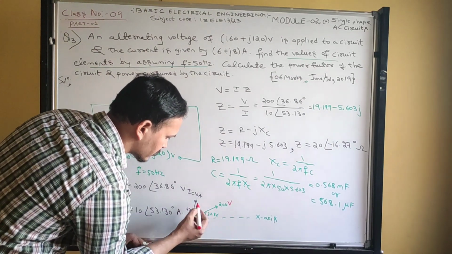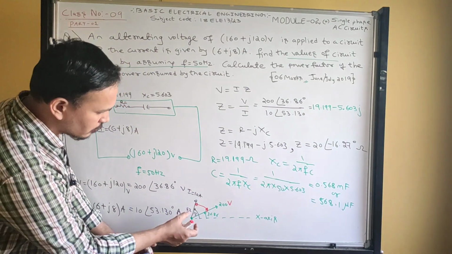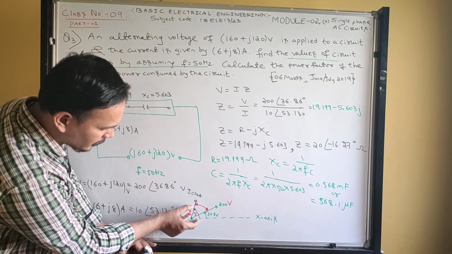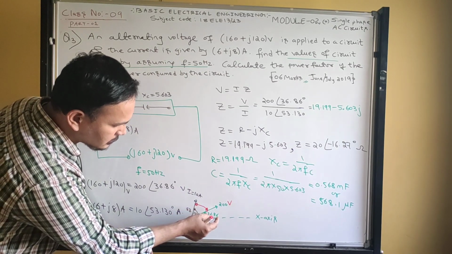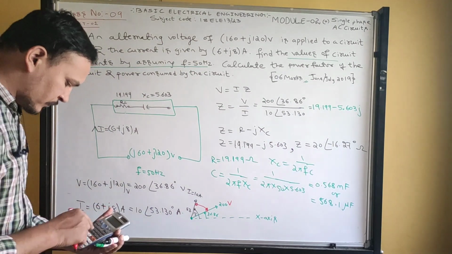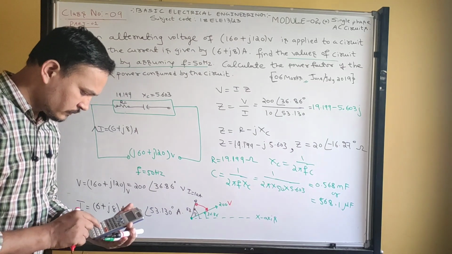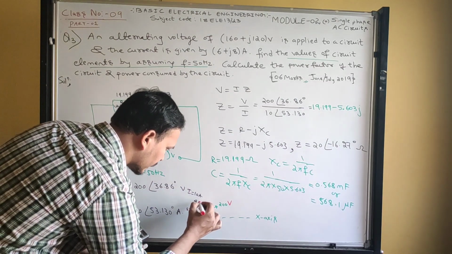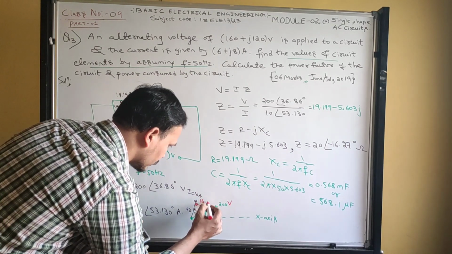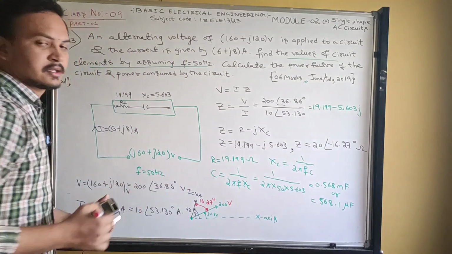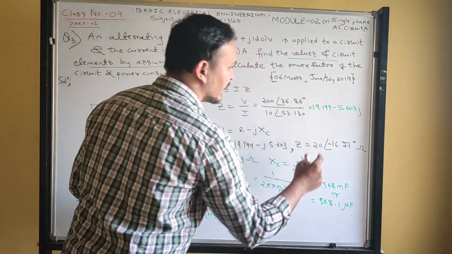So what is the angle between these two? Overall the current angle is 53.13, and the voltage angle is 36.86. This angle minus this angle: 53.13 minus 36.86. So the angle between voltage and current is 16.27 degrees. See, the same angle we got in the impedance.